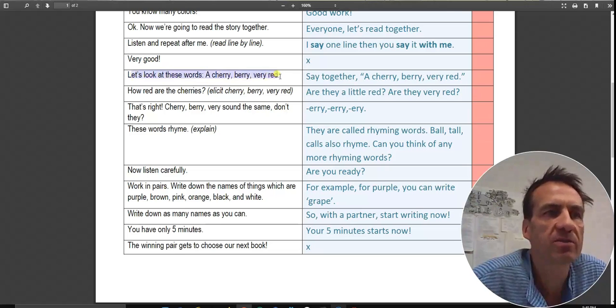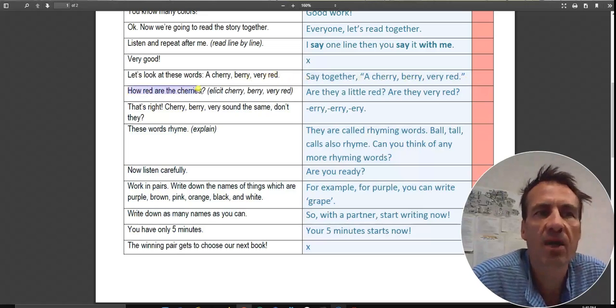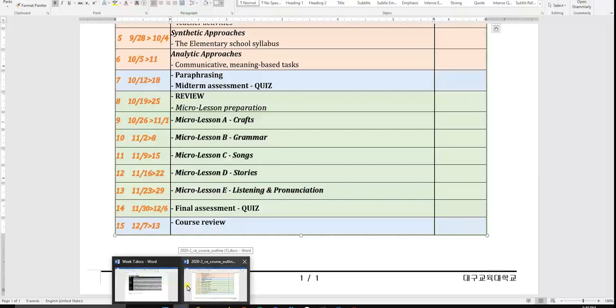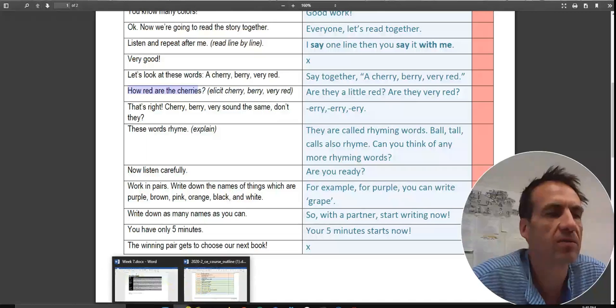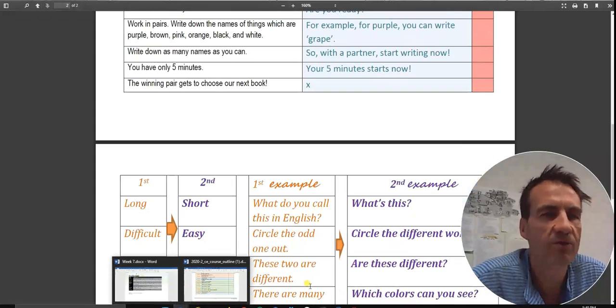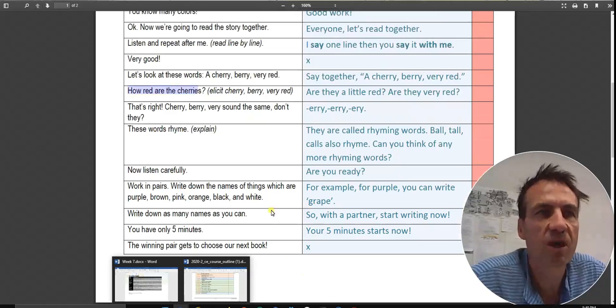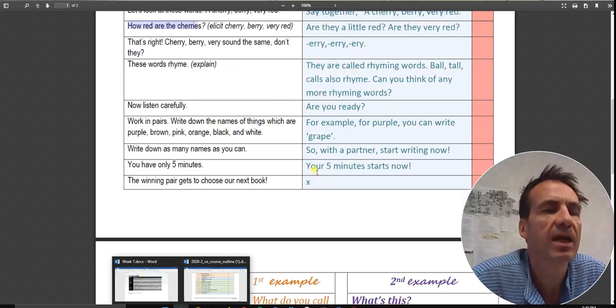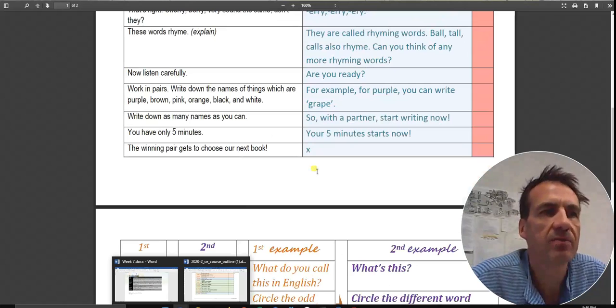So let's look at these words. So you're just getting their attention to cherry, berry, very. And then say together, a cherry, berry, very red. So they're working still on these rhyming words. Now you're trying to get them to think about rhyming words, which in this case is one of your language goals. So, well, that's in the rubric that I've deleted here, but one of your language goals could be rhyming words. And you've started to look at rhyming words.